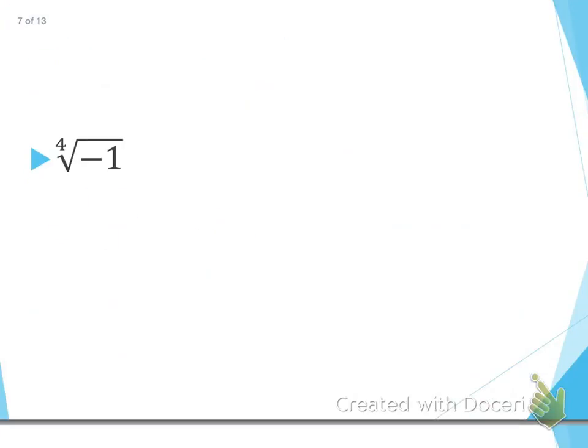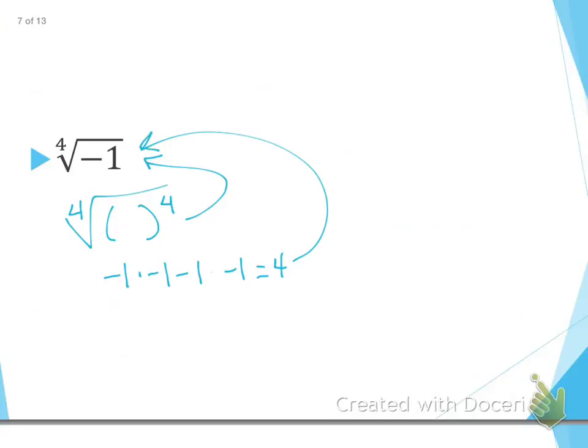Okay, this one, I need to get rid of the 4 this time. So this time I'm trying to figure out what, when I take it to the 4th, gets me negative 1. Well, the only thing that gets me to negative 1 is when I multiply by negative 1. But if I take it to the 4th power, that's negative 1 times negative 1 times negative 1 times negative 1, which is positive 1. Woo! Okay, that doesn't get me negative 1.